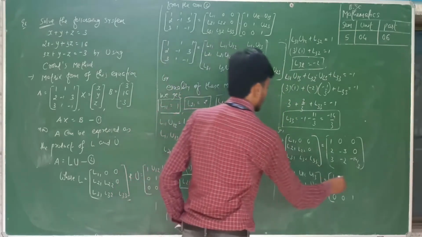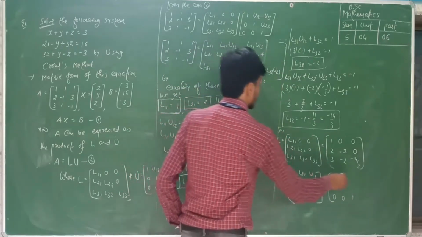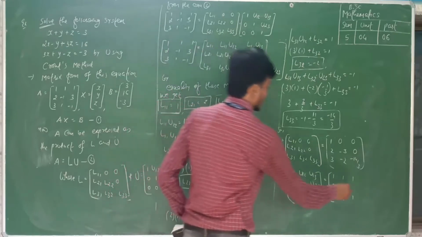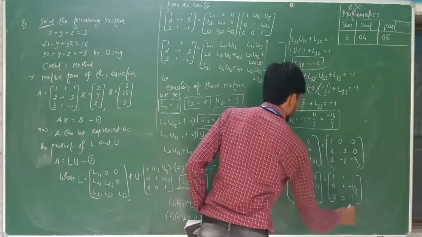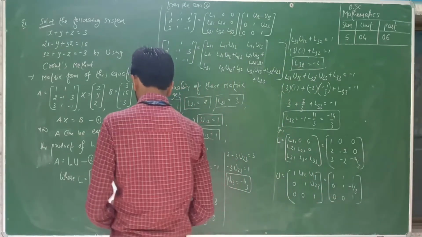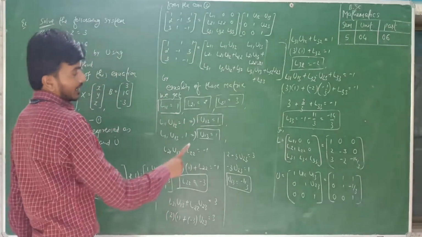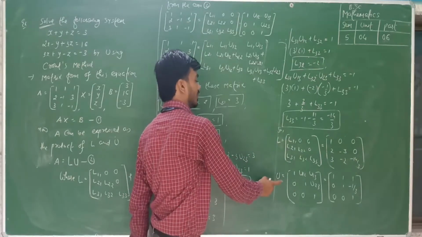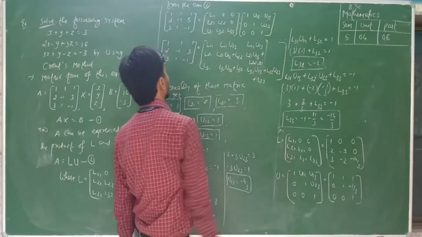So matrix U has U12 equal to 1, U13 also 1, and U23 minus 1 upon 3. So here the L matrix and U matrix can be found.